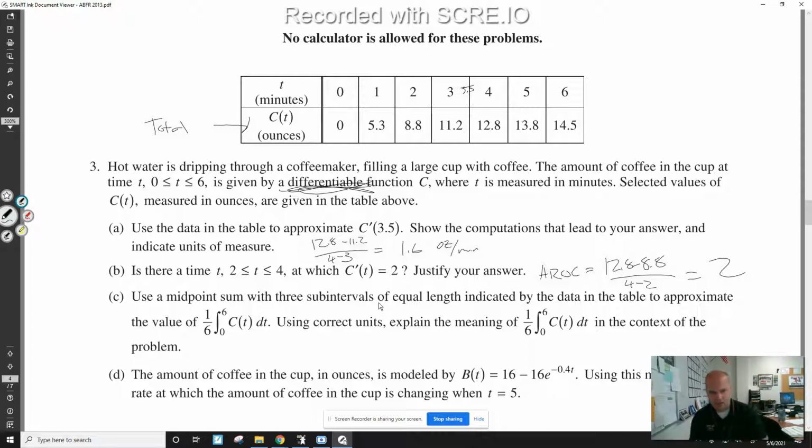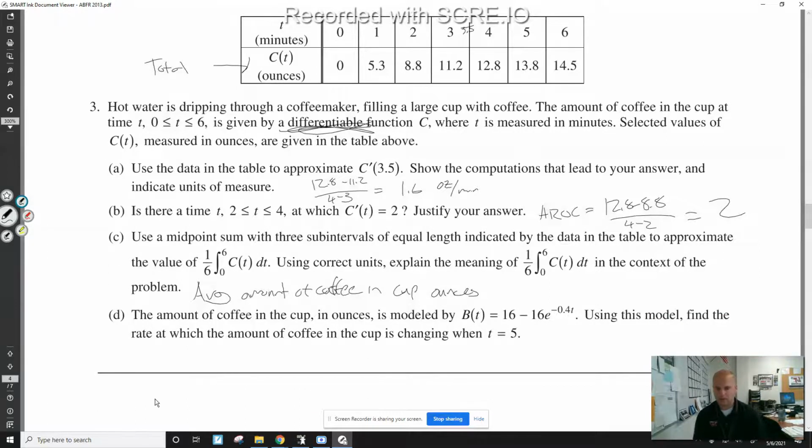Use a midpoint sum to approximate this. Explain the meaning of this. This is average C, 1 over b minus a. Integral from a to b of something is the average something. I'm just going to say that right now. This is the average amount of coffee in the cup. What is it in? Ounces. It's the average C. C is in ounces. This is in ounces.